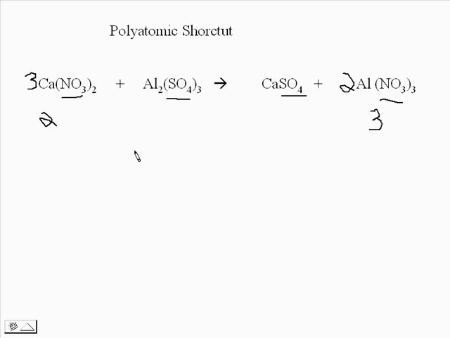Let's take a look at our sulfates. I have 3 units of sulfates on this side, and I have 1 unit of sulfate on this side. They share the common number of 3, so if I put a 3 in front of this compound, I'll have 3 sulfates and 3 sulfates. Go back and make sure that your metals balance. I have 3 times 1 calciums, 3 times 1 calciums. I have 2 aluminums and 2 aluminums. So they balance by doing the polyatomic shortcut method.